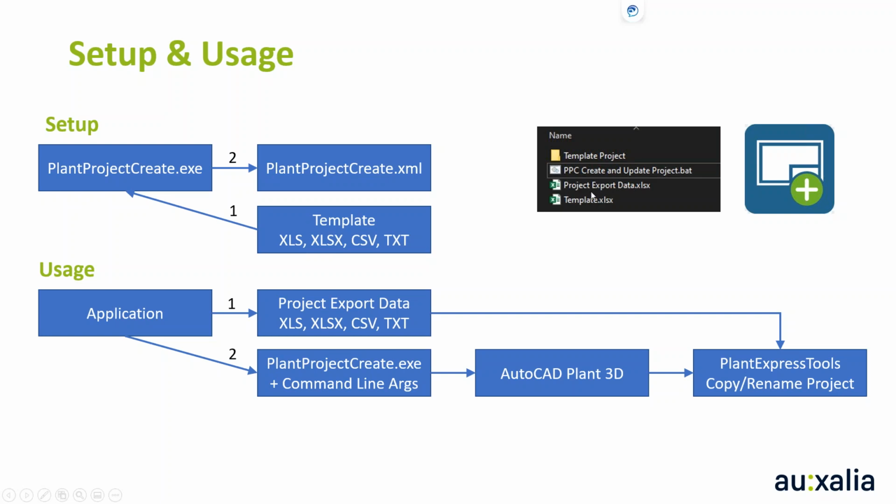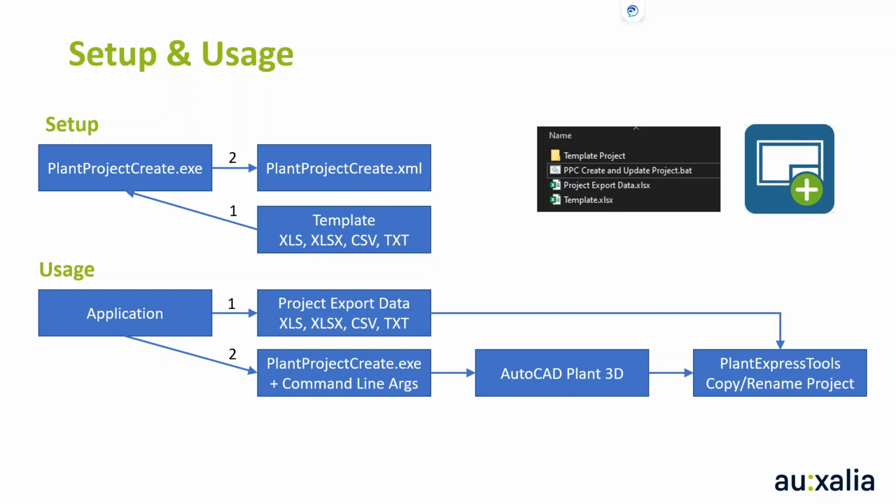This Excel file has the same structure as the template, but the template is empty or can be empty. You can also have some test diameter values in it, but they are not used. So they are essentially the same. So this is part one. The project data needs to be exported. And the second step is that the application starts PlantProjectCreate with certain command line arguments, and I will show them to you.